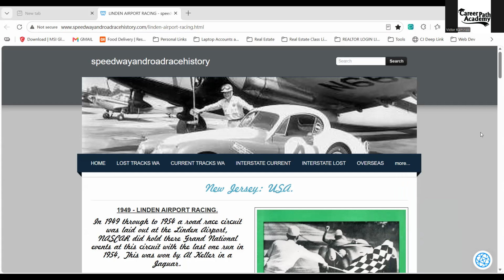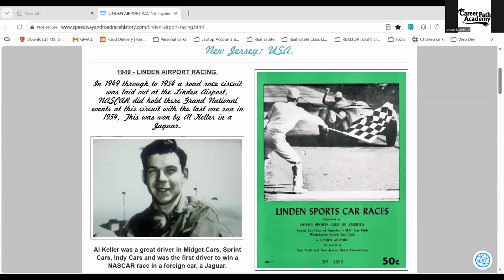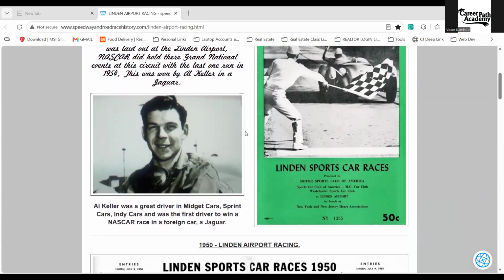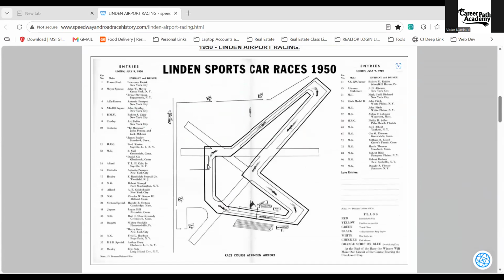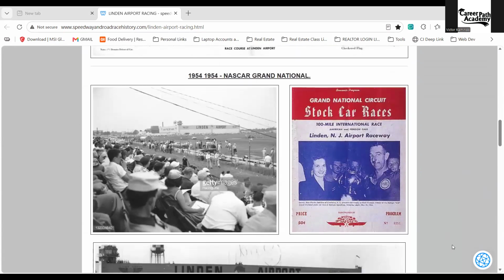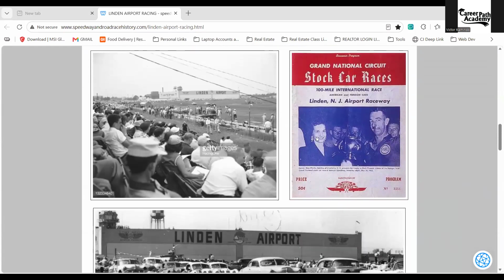All right. So here you see some speedway history in the town of Linden, what I was talking about. Here's one of the tickets. Here was the race track layout and all the entries and the places they came in, the different flags that would be called on the race, what they mean. Here you can see the Linden Airport hangar in the background with the grandstand seats there. Yes, this fellow was the winner.